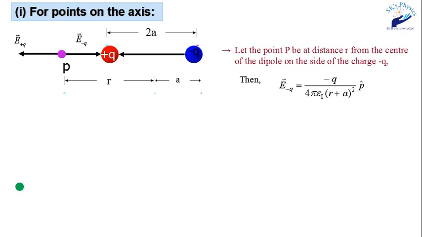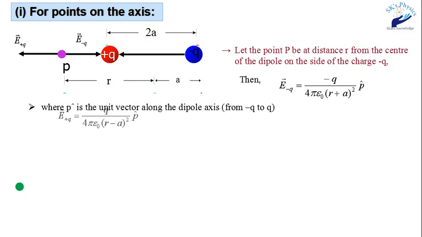Now here the p cap, what is p cap? Where p cap is the unit vector along the dipole axis. The direction is negative to positive. Now similarly for positive charge, we can write the electric field due to positive charge q upon 4 pi epsilon 0 (r minus a) square p cap. Here the distance is r minus a because the distance between positive charge and P is r minus a.